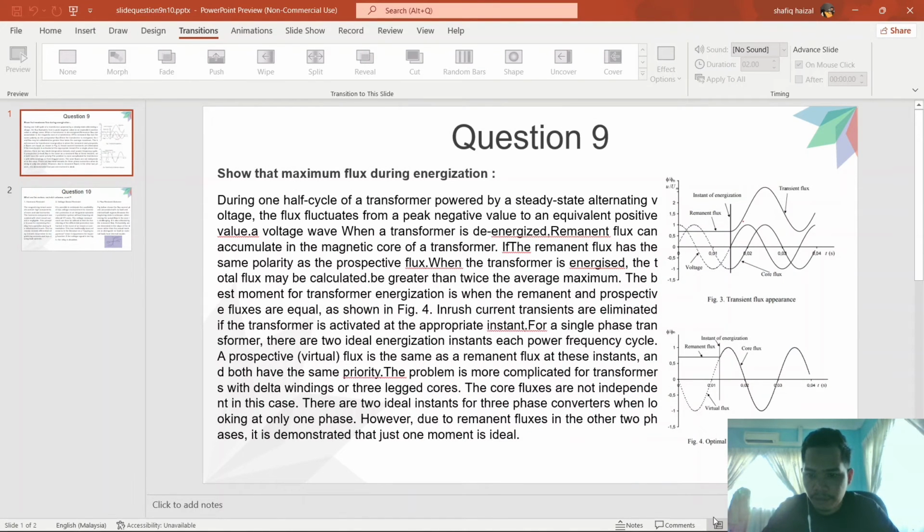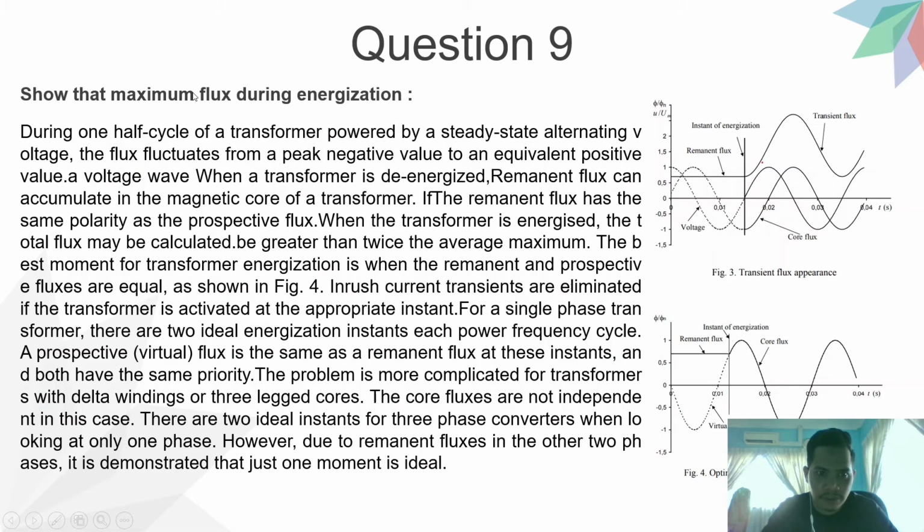Okay, for my part, I will do a presentation about question 9 and question 10. First, we will go to question 9, which is we need to show the maximum flux during energization. During one half cycle of a transformer powered by steady state alternating voltage, the flux goes from a peak negative value to an equivalent positive value.